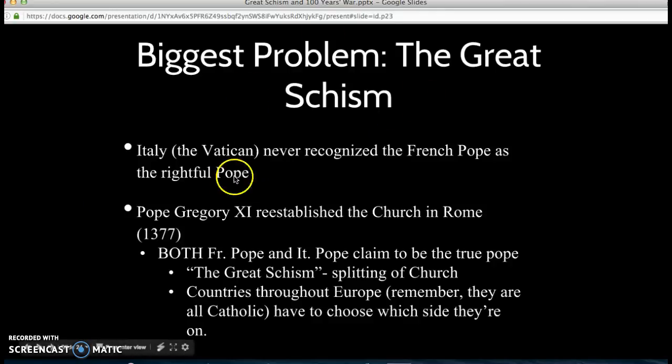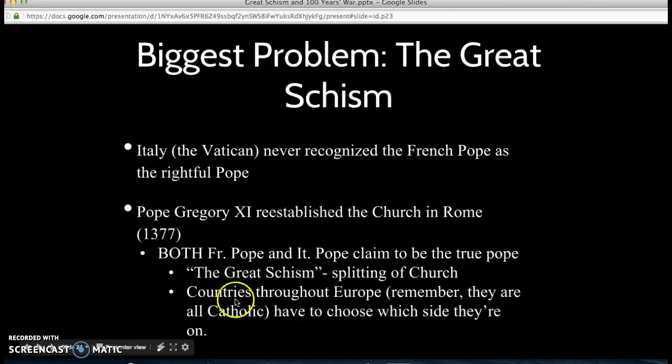So this is known as the Great Schism. Italy, where the Vatican is in Rome, never recognized the French Pope in Avignon as the rightful Pope. They recognized another man, Pope Gregory XI, as the rightful Pope. And that means at this time we have 2 popes, both the French Pope and Italian Pope. They claim to be the true Pope.